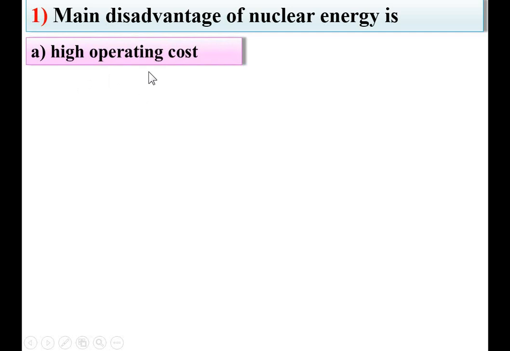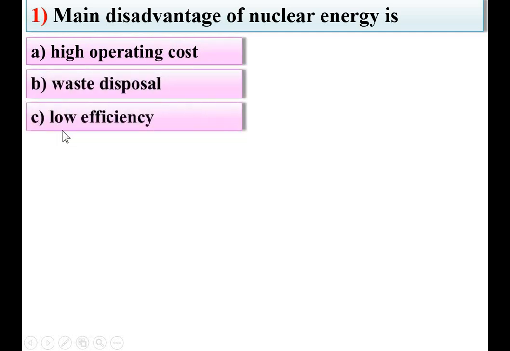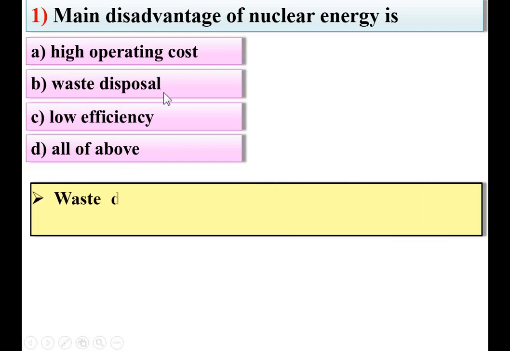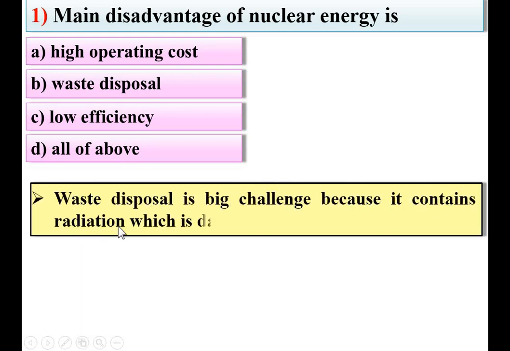Question number 1. The main disadvantage of nuclear energy is: high operating cost, waste disposal, low efficiency, all of the above. Waste disposal is a big challenge because it contains radiation which is dangerous to humans. So we can say B is the right answer for this question.